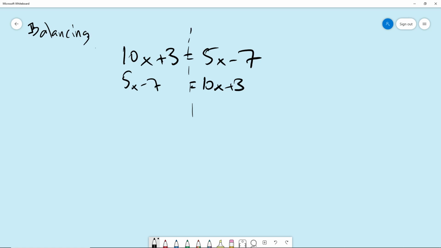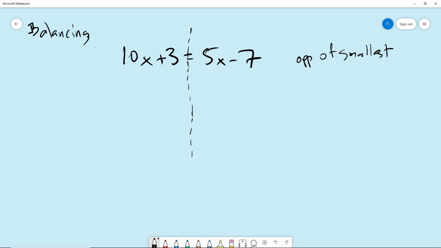Some people like always moving their variables to the left. So they will get rid of the one on the right so they can get x always on the left side or y always on the left side. Doesn't really matter though. One way I like to look at it, and I've heard other teachers talk about it, is they want to move the smallest variable when adding and subtracting. So I'm going to say opposite of the smallest variable.